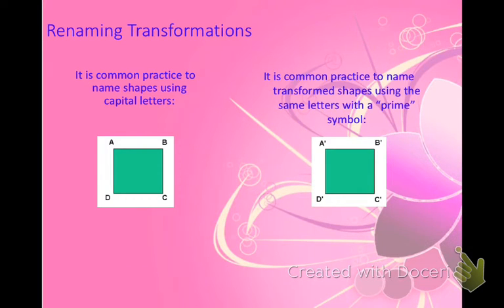So every time you transform something, it is common practice that you rename the shapes. You start with a shape and you have capital letters that name it, so like the shape is shape A, B, C, D. When you transform it, it is common practice to name the transformed shape using the same letter with a prime symbol, which is like an apostrophe. So it's A prime, B prime, D prime, C prime. And that means that it started out A, B, C, D, but now it has been changed to A prime, B prime, C prime, D prime.